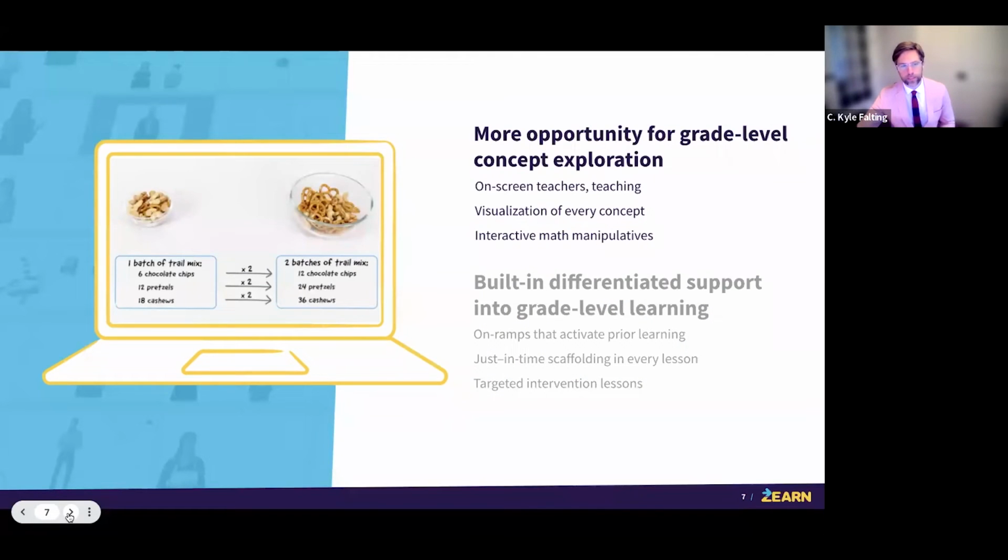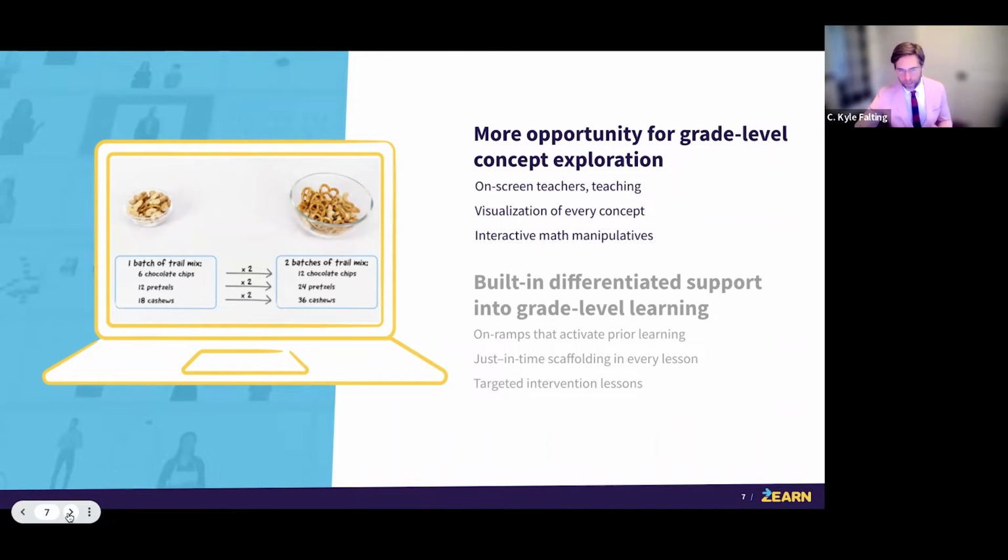Our approach focuses on two key ideas. First, like our K-5 lessons, our middle school digital lessons offer every student more opportunities to explore grade level math. Zearn's digital lessons include on-screen instruction from real teachers, visual models with concrete and pictorial representations, and interactive digital manipulatives. This double dose of daily grade level lessons deepens and reinforces the learning students are doing with you.